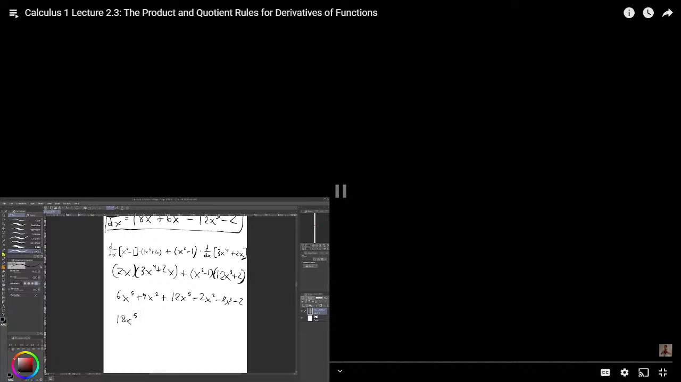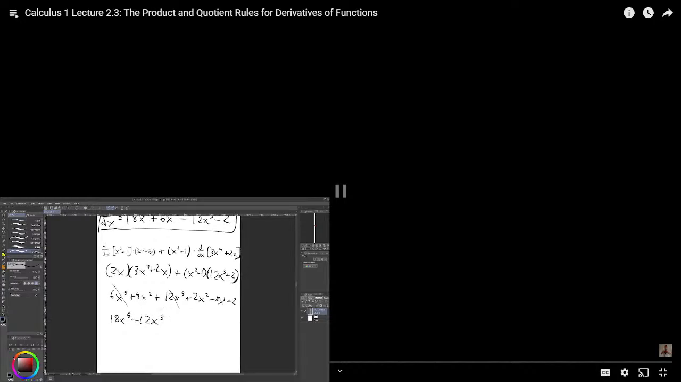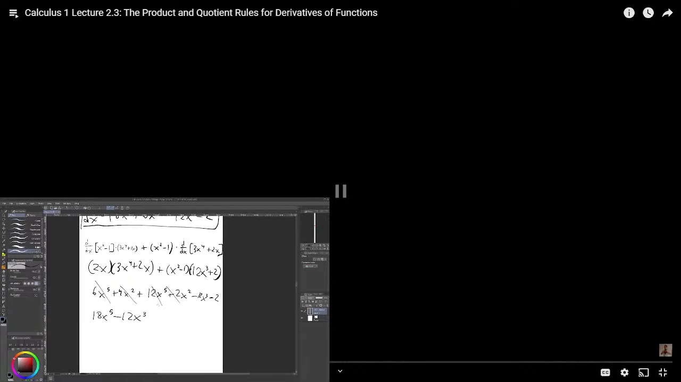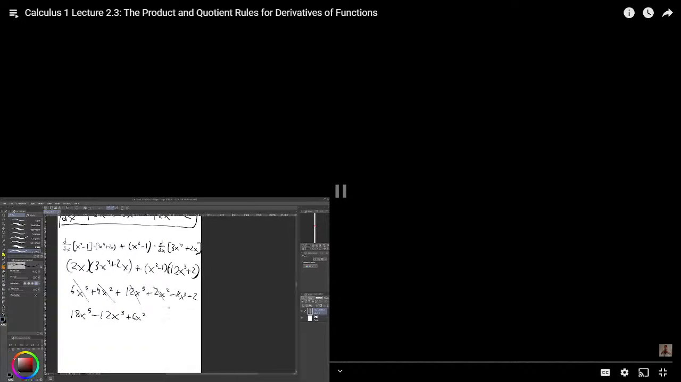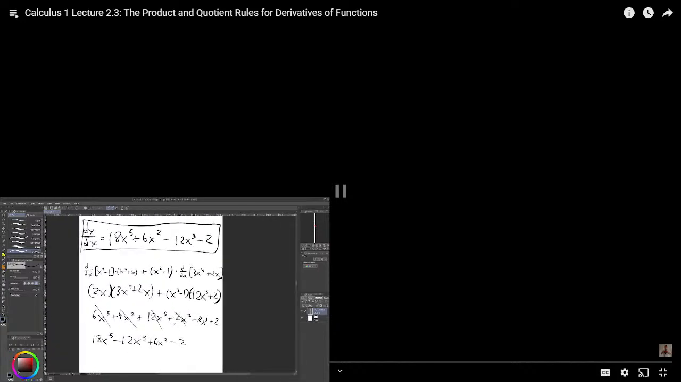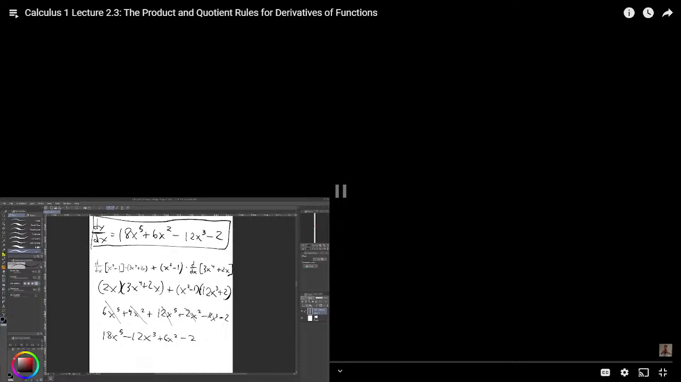18x to the power of 5, plus 6x squared, or I'll put minus 12x cubed first. It's 12x cubed, 6x squared, minus 2. Yeah, I wrote it in a different order.